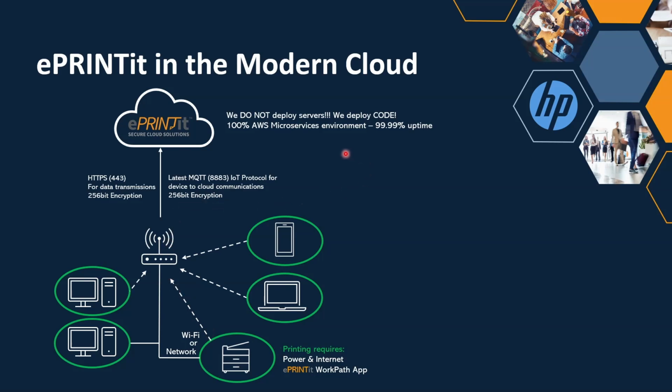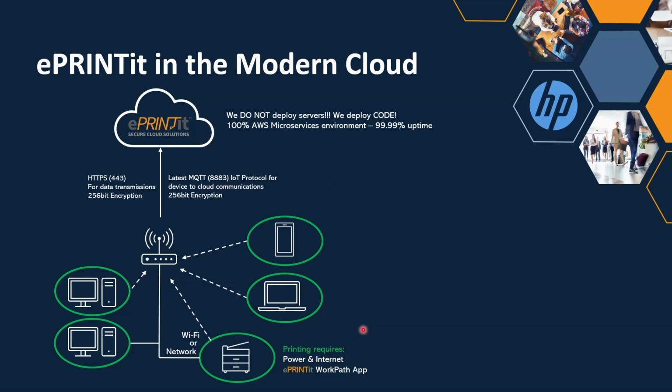Now we believe we're the only technology within the print industry that's using the MQTT protocol for device to cloud communication lines. This gives us a direct communication line to your device with the ePRINTit WorkPath app for a heartbeat. And we do that via MQTT, one of the fastest, most secure, lightweight protocols within IT today. And it's being leveraged by many industries using IoT methodologies. And this is what we're using to address the device locally.